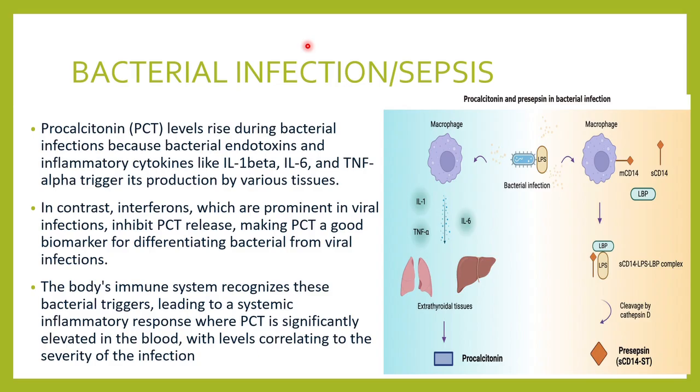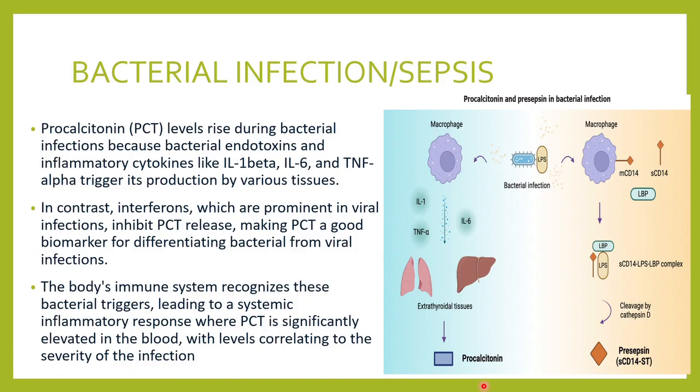Procalcitonin rises during bacterial infection. Why? Because the bacteria produce certain endotoxins. They stimulate inflammatory mediators like interleukin 1, interleukin 6, and tumor necrosis factor alpha, and that will stimulate the production of procalcitonin.